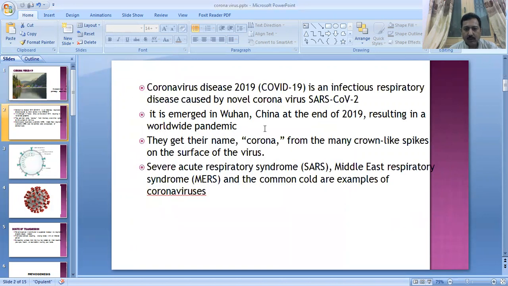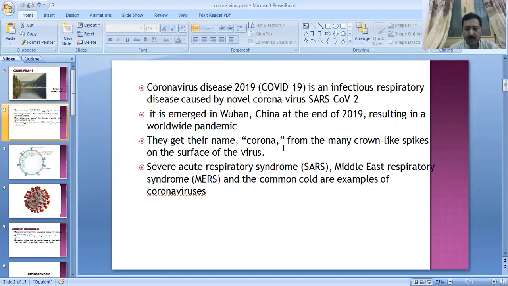So first of all, coronavirus is basically COVID-19. It mainly infects the respiratory system and causes a respiratory infection. This is because of the coronavirus SARS-CoV-2. This first emerged in Wuhan, in China, at the end of 2019. It emerged there, and then it spread to other areas of the world and took the form of a pandemic.